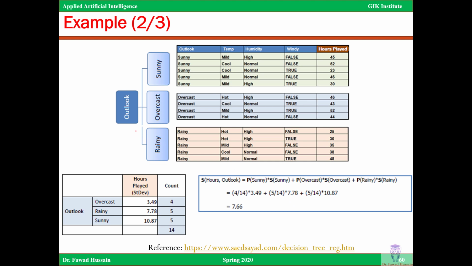So let's look at outlook as the first attribute. In case of outlook we have 3 possible values, whether the outlook is sunny, overcast, or rainy.